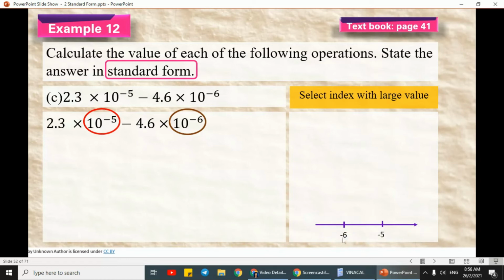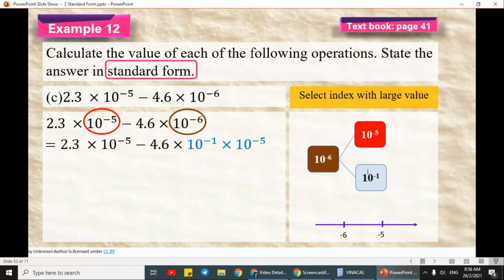So this one, negative 6, we write down on the left. 10 to the power of negative 6 is equal to 10 to the power of negative 5 multiplied by 10 to the power of negative 1. Negative 5 plus negative 1 equals negative 6. So only change 10 to the power of negative 6 to here. Make sure you write from bottom to top: 10 to the power of negative 1 multiplied by 10 to the power of negative 5.